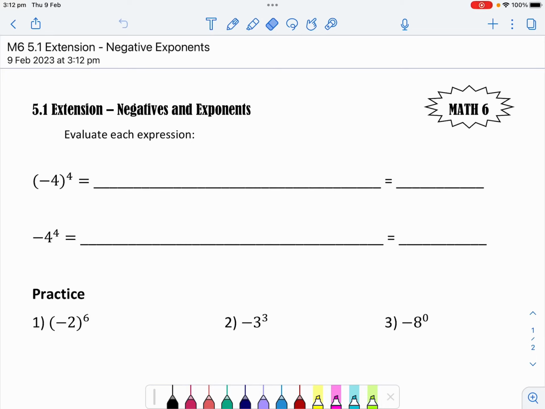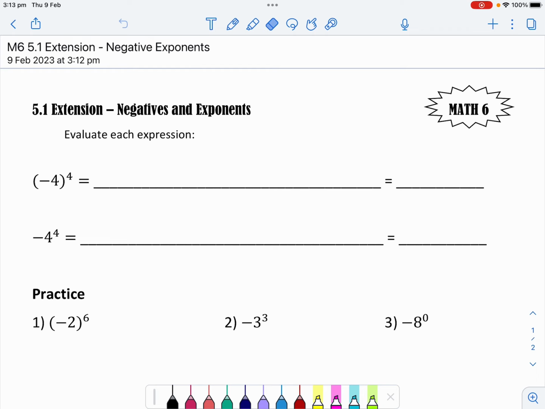In this video, I'm going to briefly talk about how to use exponents and how we evaluate exponents when it comes to negative numbers or negative integers. So I'm going to show an example of each type of expression that you might see that would include a negative integer, and then how that negative affects the answer.